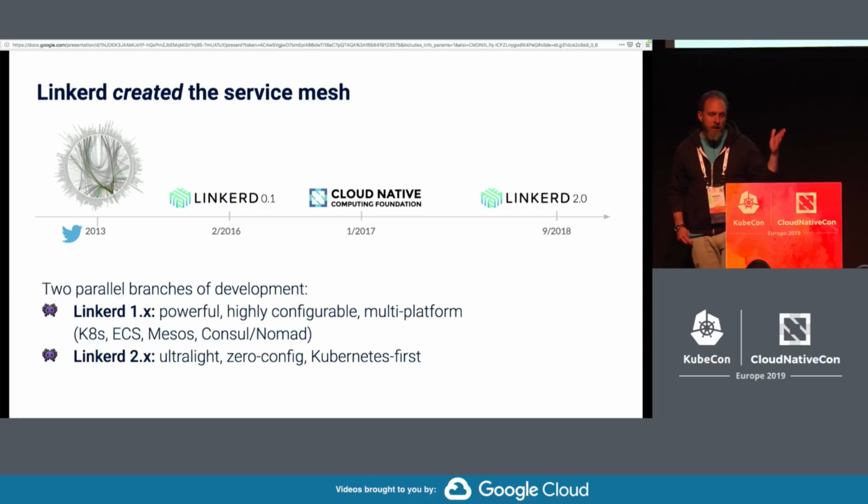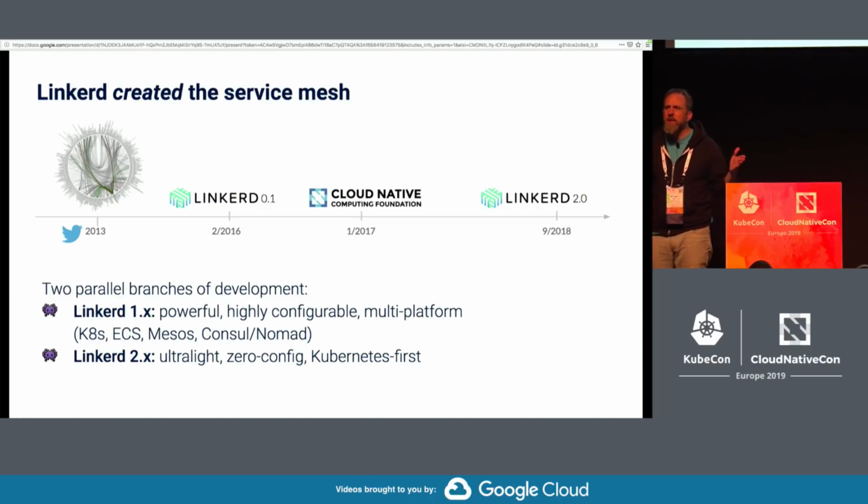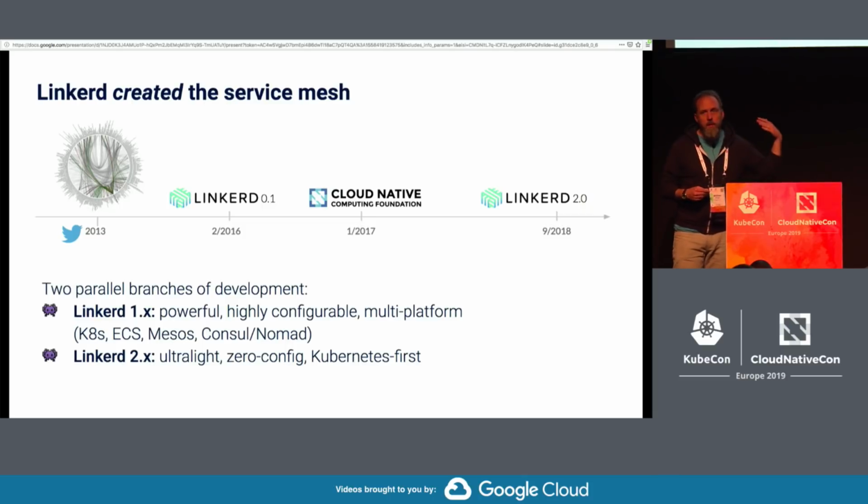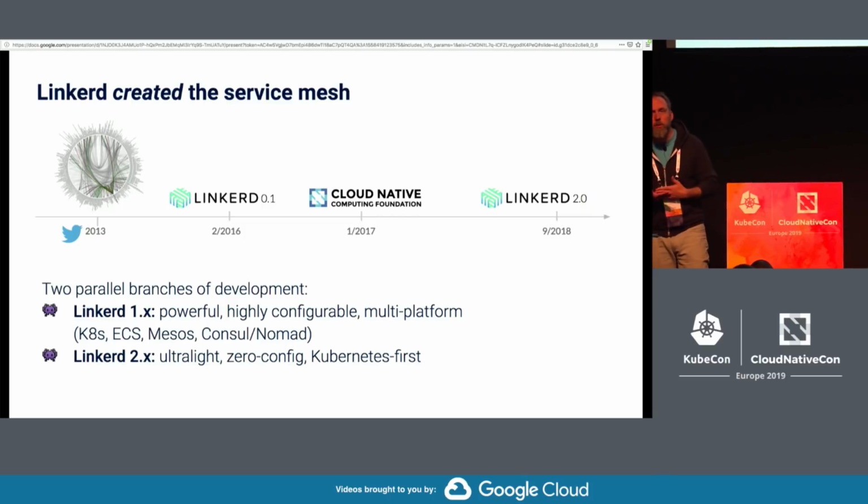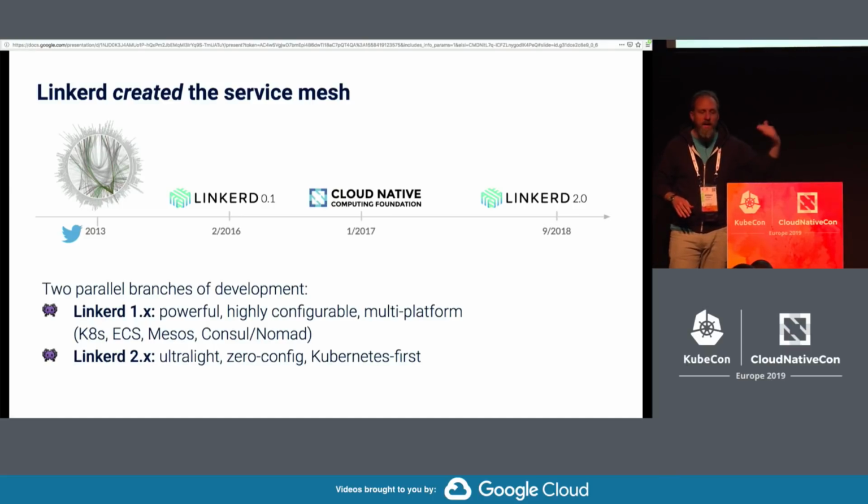About a year later, it became a CNCF project. I think it was the fourth or maybe fifth project at the time. It was like Kubernetes and Prometheus and Fluentd and something, and Linkerd. And then Linkerd went through a big transformation last year, culminating in the release of Linkerd 2.0 in September of last year. And right now, there's two parallel branches of development. There's the 1.x stuff, which is very powerful and very configurable and multi-platform, but it's built on the Twitter stack. So it's built on the JVM and Finagle and Netty and Scala.